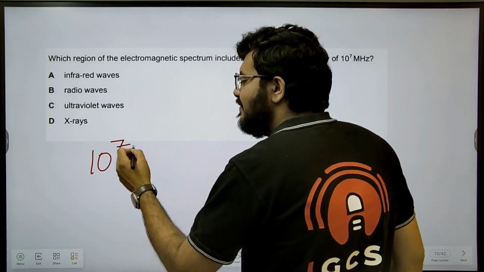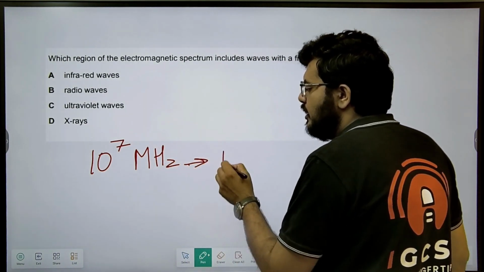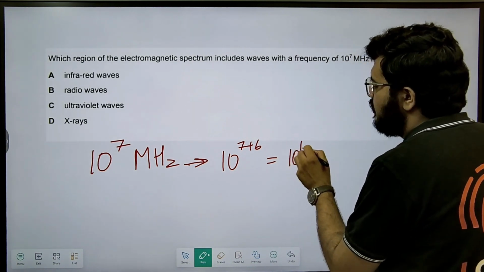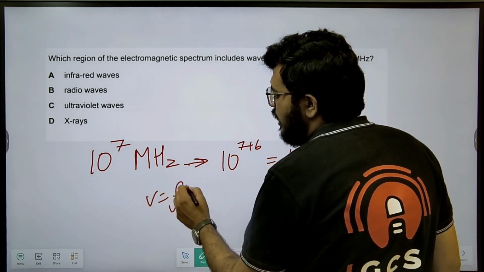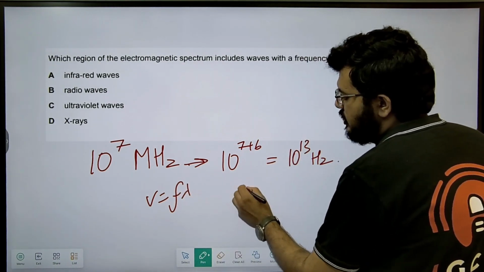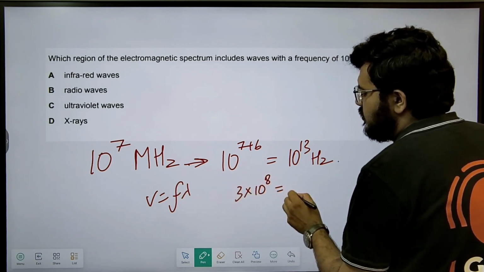The multiplier 10 to the power 6 is already used, and they are saying megahertz. So this is actually 10 to the power 7 plus 6, which is 10 to the power 13 hertz, right? Now we know V is equal to F lambda. They are asking about frequency. So the velocity of light, of all the EM waves, is equal to this.